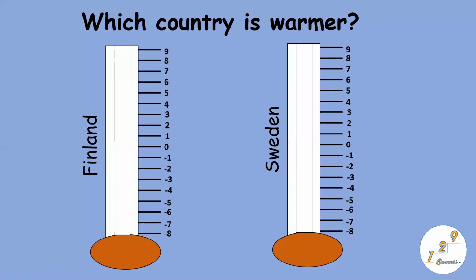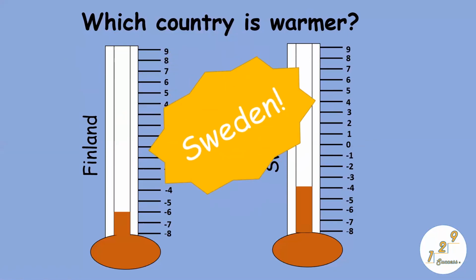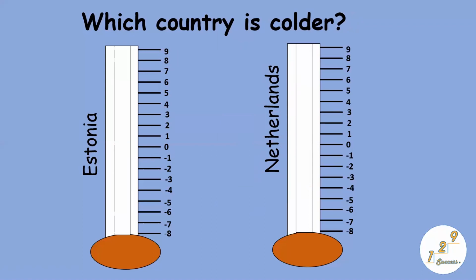Next one. Which country is warmer? Is it Finland or is it Sweden? Write down your answers. Okay, so our answer is Sweden, because -4 is a larger number than -6, and that means that it's warmer. Next one. Is Estonia colder or is Netherlands colder? Write down your answers.